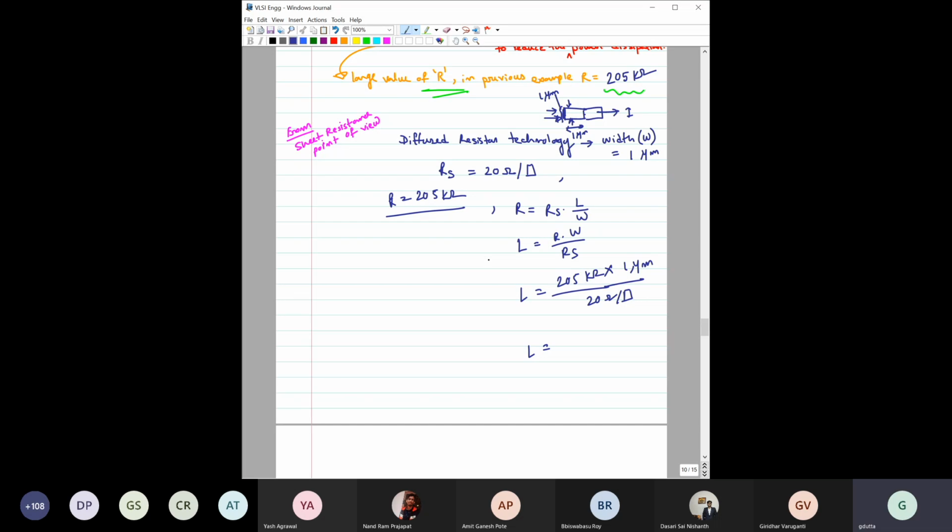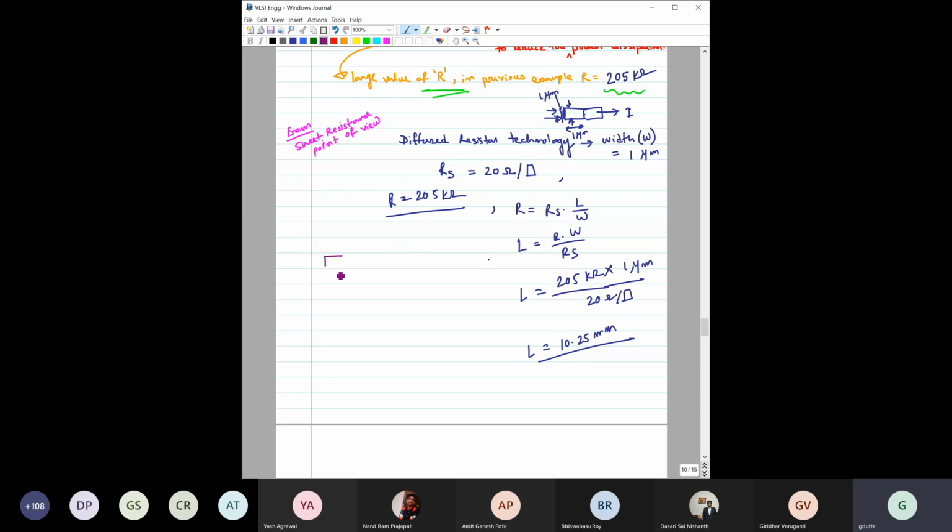10.25, 10.25. What unit? Millimeter. Okay, I have not calculated it, so please do cross check this one. Okay, so 10.25 millimeter. So that means you understand what is the implication physically.